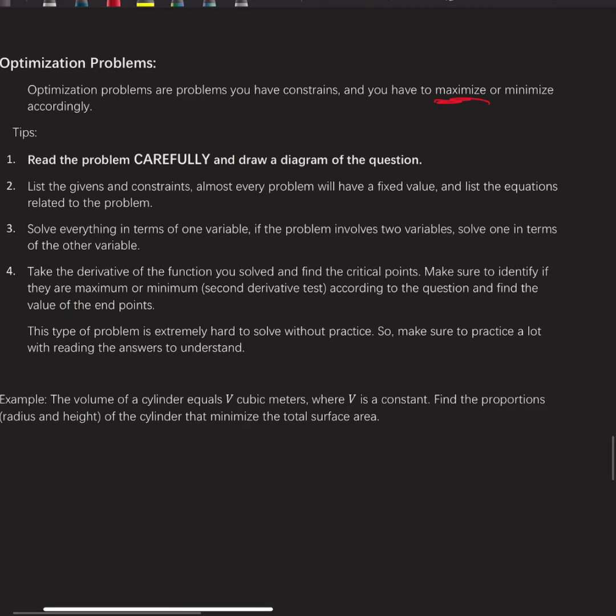A cylinder has a volume equal to V cubic meters, where V is a constant. So that's our constraint: V must be a constant. Find the proportion of radius and height of the cylinder that minimize the total surface area.